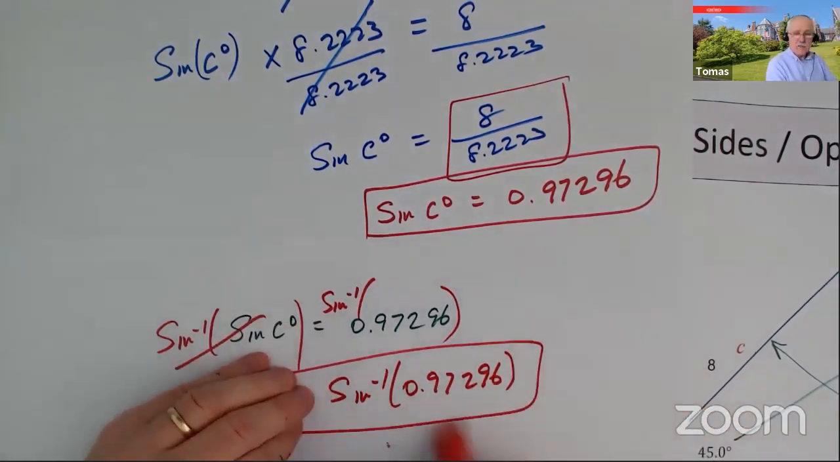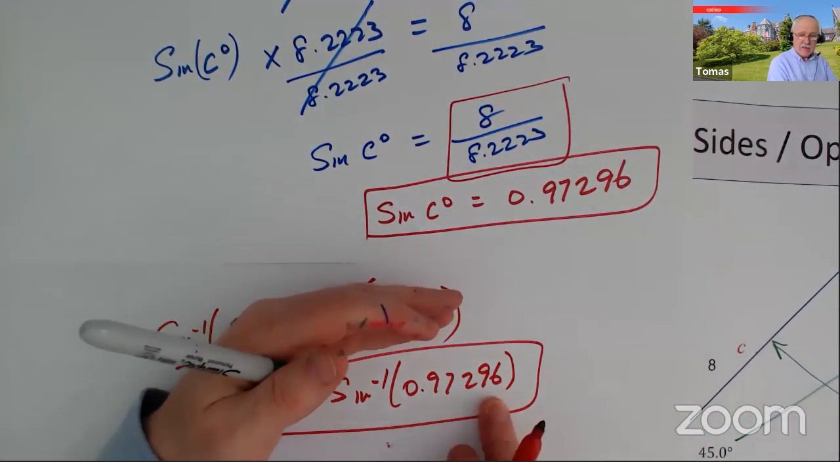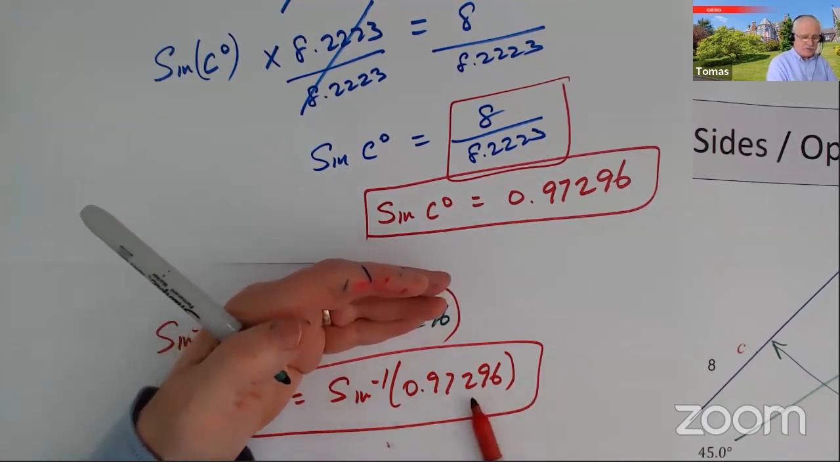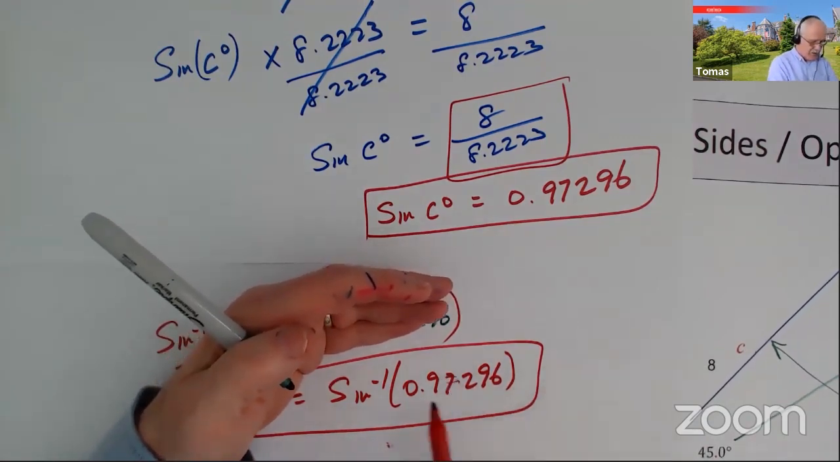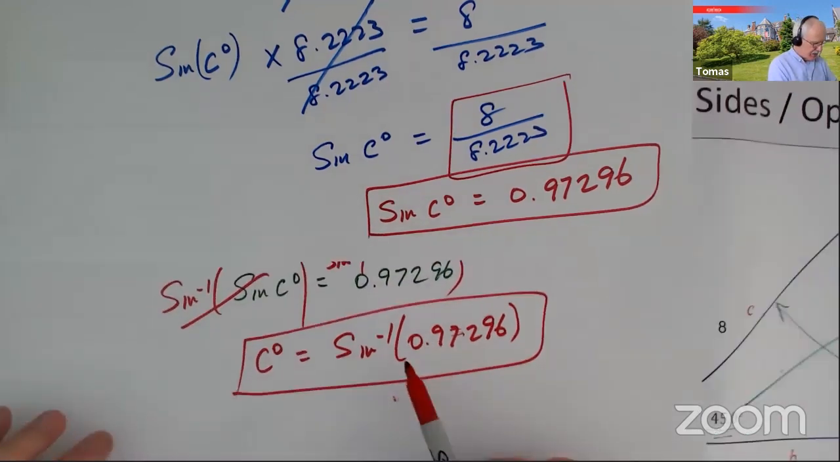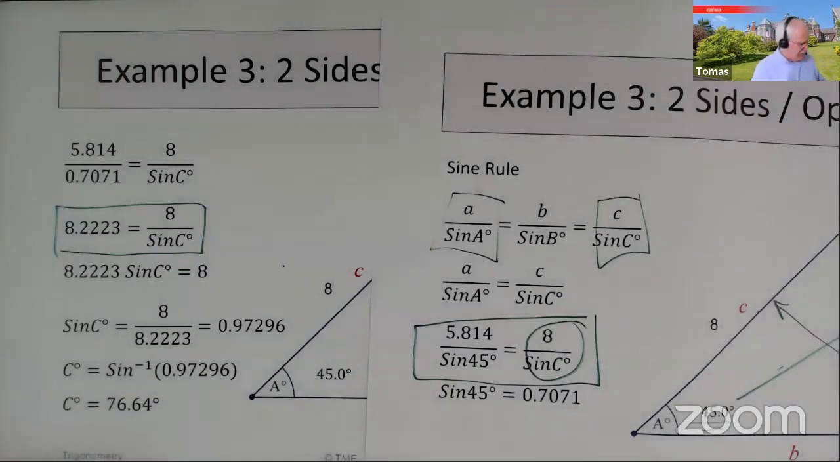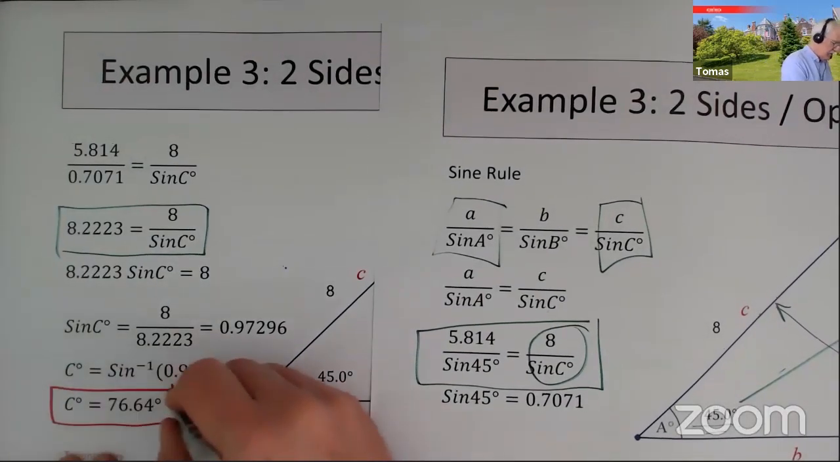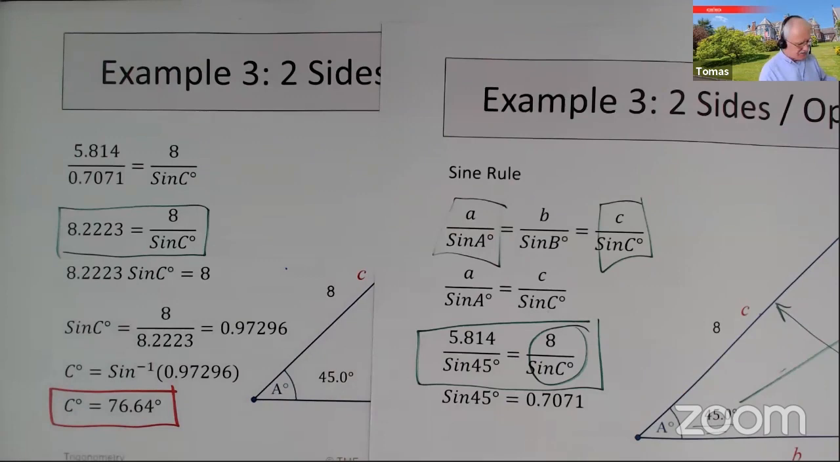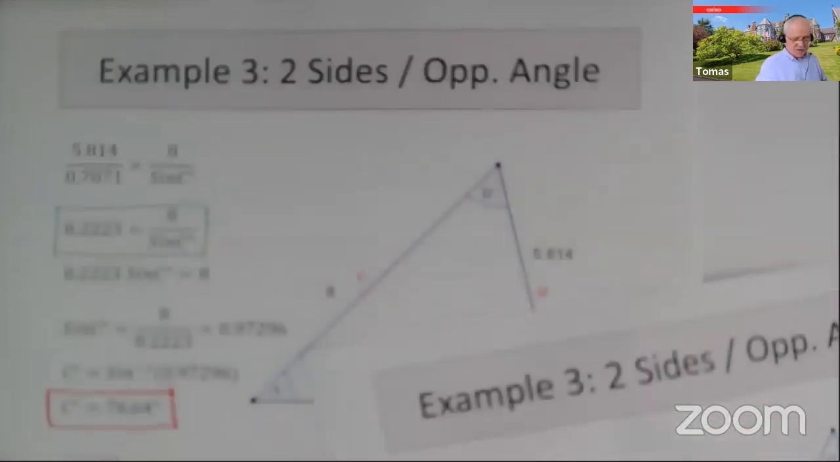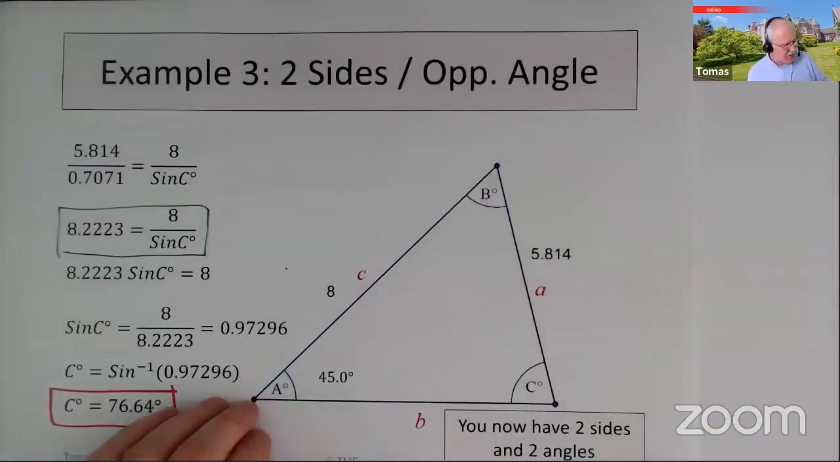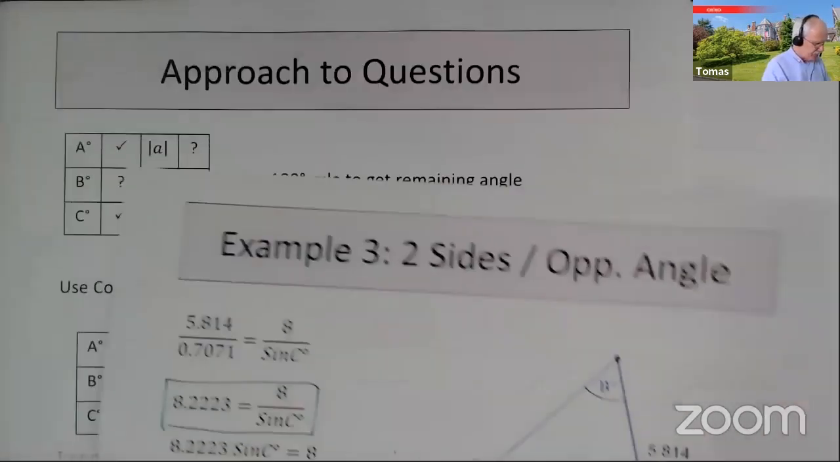That might be messy, but it's on a calculator. There's no variables in there. I just stick in 0.97296, hit the inverse sine, and I get my answer. And I find that the answer after all of that is that C is equal to 76.64. So that's how I did that. And that's the end of that.